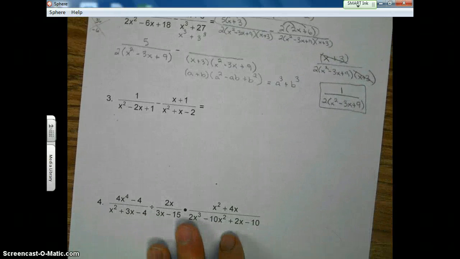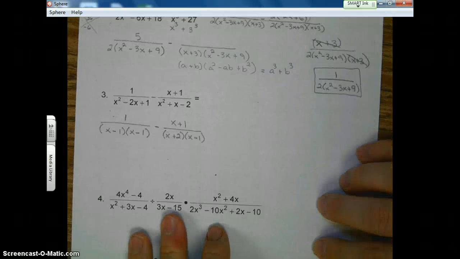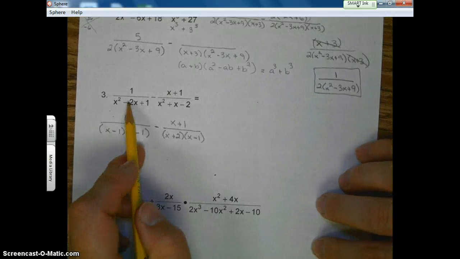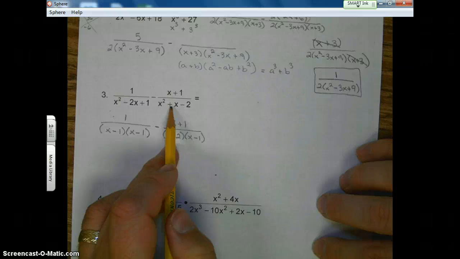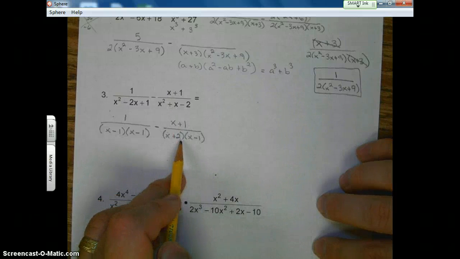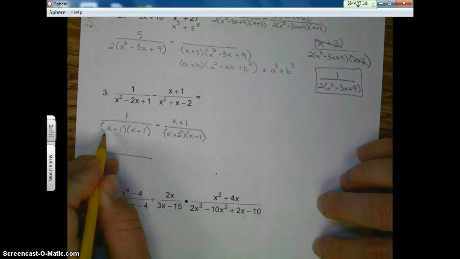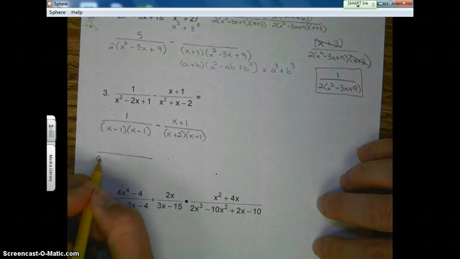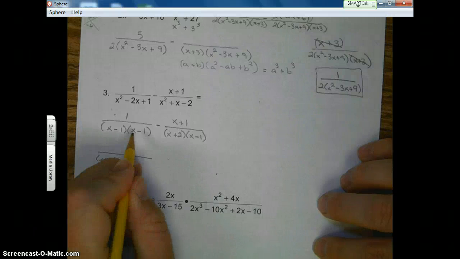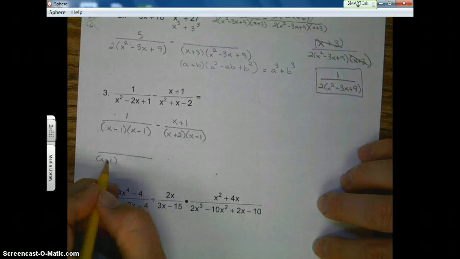Let's take a look at number 3. I started off by factoring our denominator. Now we get a common denominator. So we need an x plus 1. We already have an x plus 1, so do we need it again?